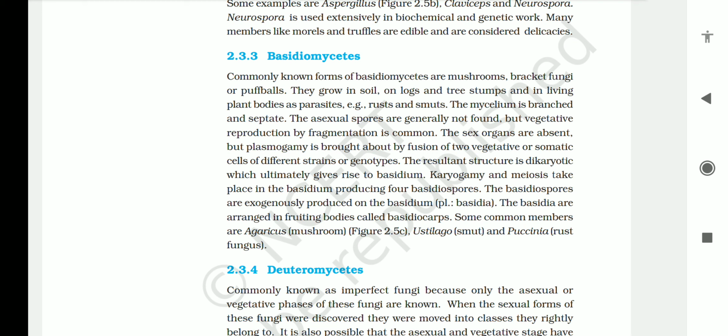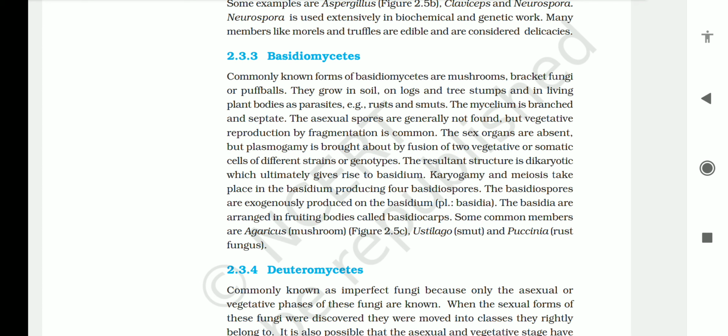The asexual spores are generally not found, but vegetative reproduction by fragmentation is common. The sex organs are absent, but plasmogamy is brought about by fusion of two vegetative or somatic cells of different strains or genotypes. The resultant structure is dikaryotic, which ultimately gives rise to basidium. Karyogamy and meiosis take place in the basidium, producing four basidiospores. The basidiospores are exogenously produced on the basidium, plural basidia. The basidia are arranged in fruiting bodies called basidiocarps.